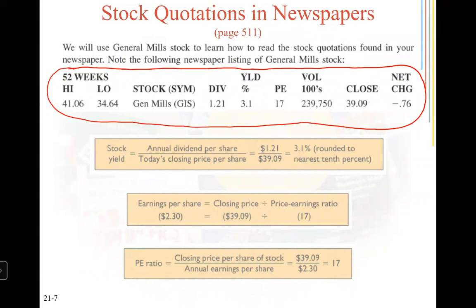And so the first thing you see in this table is high. So it says 52 weeks high. Of course, you know that 52 weeks is a year. And so you have high and low. What do you think that high and low refers to?